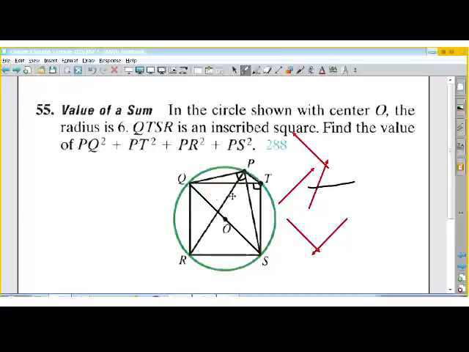I'm trying to think if there's any other triangles where you'd have other right angles. This would also be a right angle because you have this diameter going through there. So this is 180 degrees, so the inscribed angle is 90 degrees, half 180. And there should be one more.